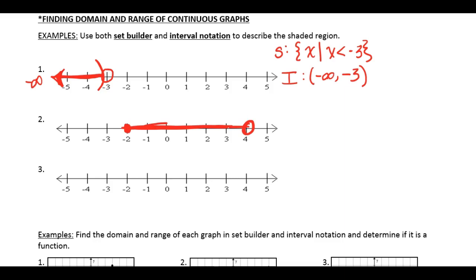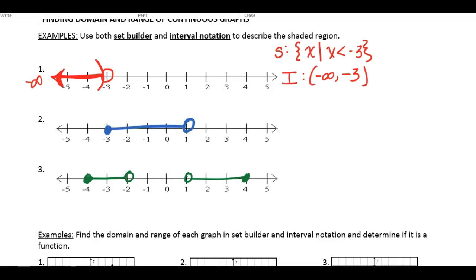All right, look at number 2. So here's x. It can be -2, and anything between -2 and 4. It includes -2 because it's a closed circle, but it does not include 4. All right? So set notation would look like this. Curly bracket, x such that x is between these two guys, right? So it's going to be between.